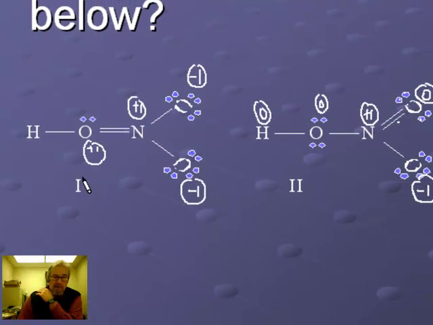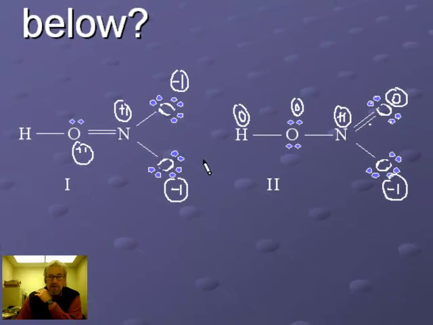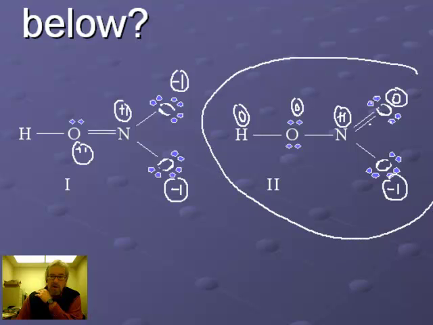So out of these 3 structures, the one that's preferred is the one that has the lowest formal charges. Well, I've got minus 1s in 2 places in structure number 1, and plus 1s in 2 places in structure number 1. Structure number 2 has a plus 1 and a minus 1. So overall, structure number 2 is a preferred structure.